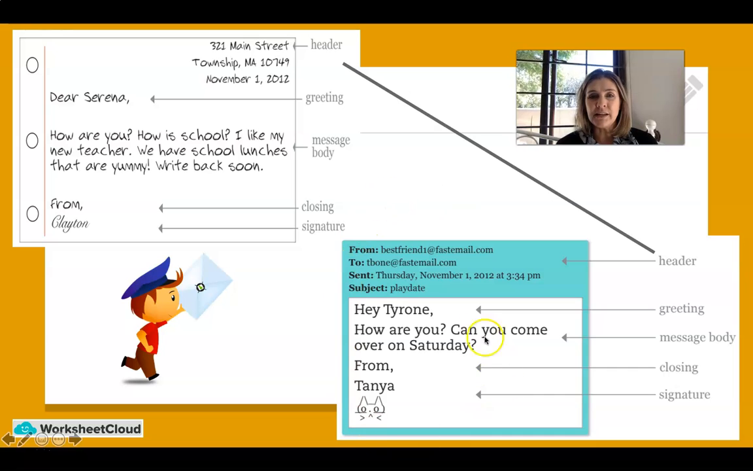And then if you were doing an email, you normally have at the top there it says from, and you've normally got an email address, not a physical address.